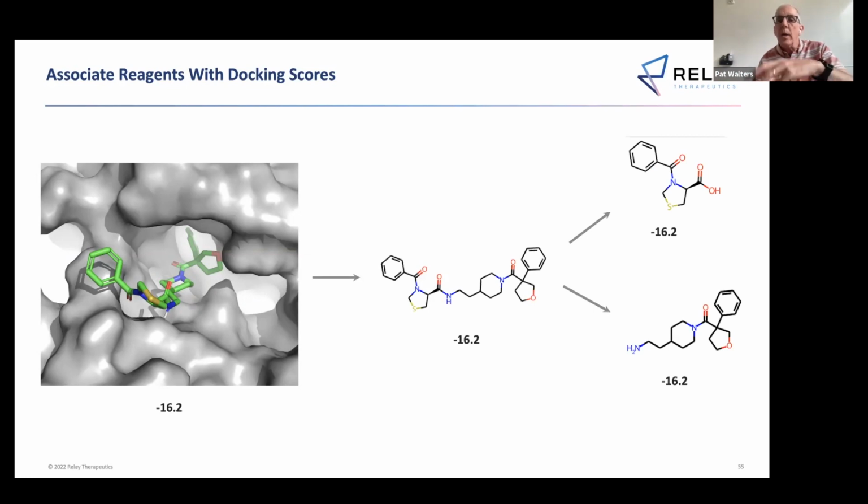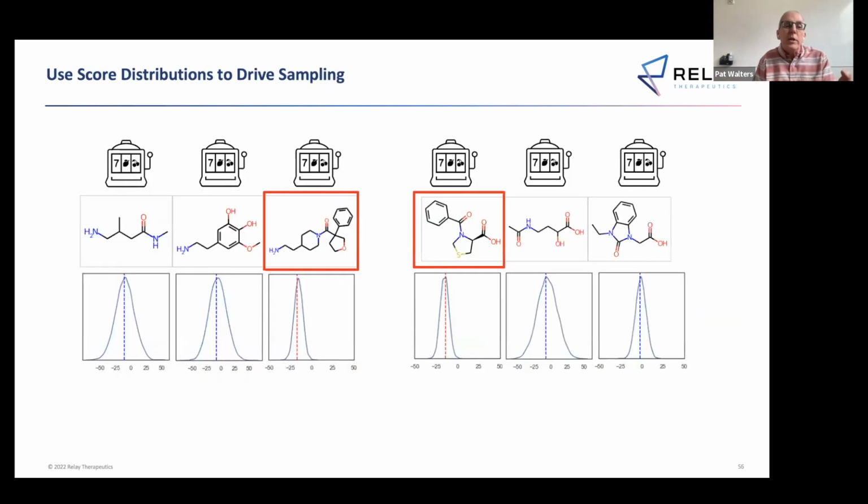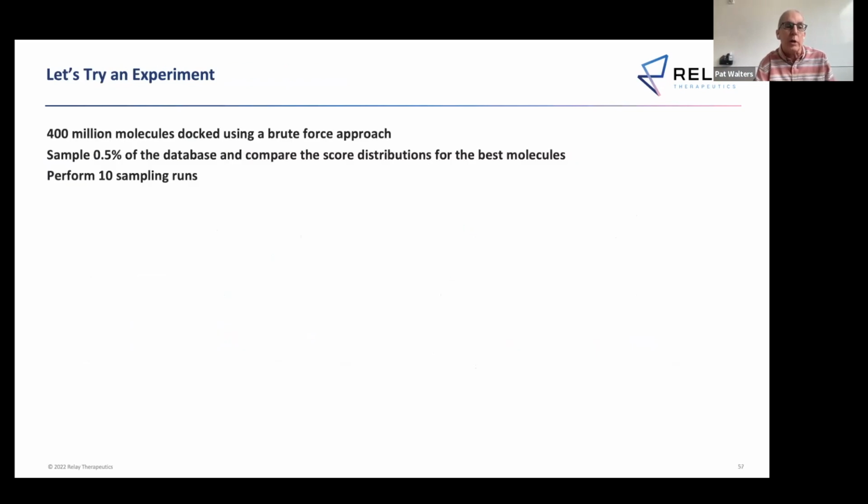Now coming back to Thompson sampling, as I sample, I'm going to associate that distribution of scores with each of these building blocks. And then I'm going to let those score distributions determine how I sample the building blocks and which product molecules I'm sampling. So, how well does this work?